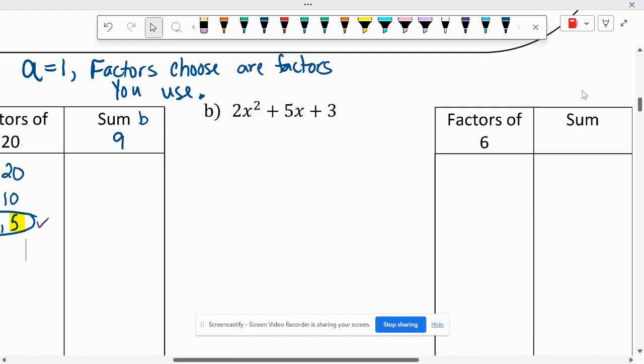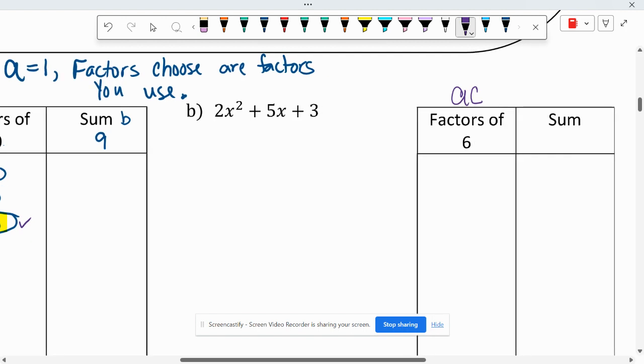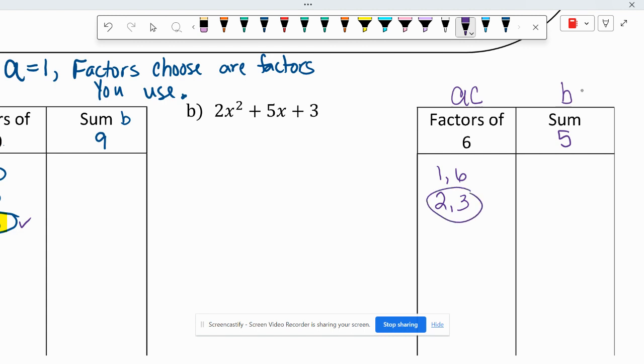A is 2. So let's see. A times C, remember this is A times C. That's 6. Has to add up to B. What is the value of B? 5. Okay. So let's see. Let's do factors of 6. 1 times 6. 2 times 3. Okay. So those are the two factors that I'm going to use. I'm going to just break up that 5x.